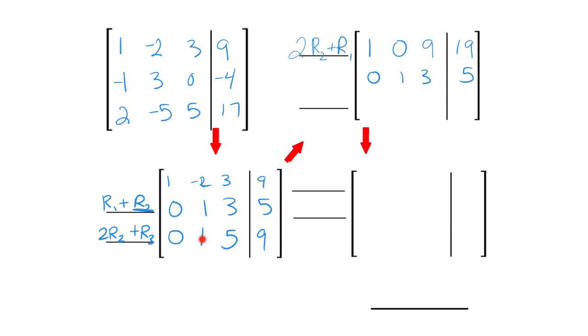So I'm going to do a row 2 minus a row 1. I'm sorry, minus a row 3. That's what I'm going to do. Row 2 minus row 3.